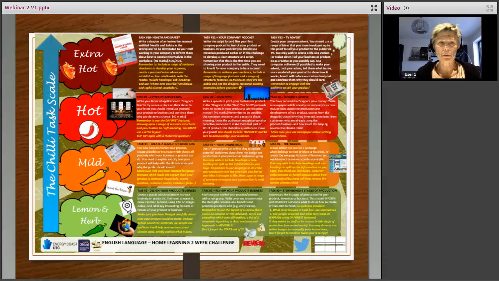So it's based on a restaurant idea of mild, hot, and extra hot, and each one's got three tasks, and they're really quite creative, which is great. So that's there for you to share.